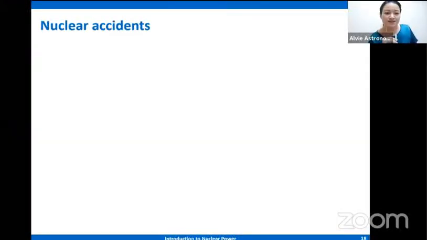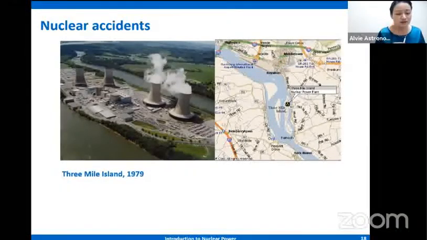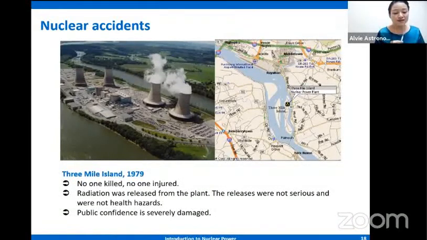Another issue that is a main concern of many stakeholders is nuclear accidents. So of course, we're familiar with the Three Mile Island accident that occurred in 1979. So this is just a summary. No one killed, no one was injured. Radiation was released from the plant, but the releases were not serious and were not health hazards. But public confidence is severely damaged.